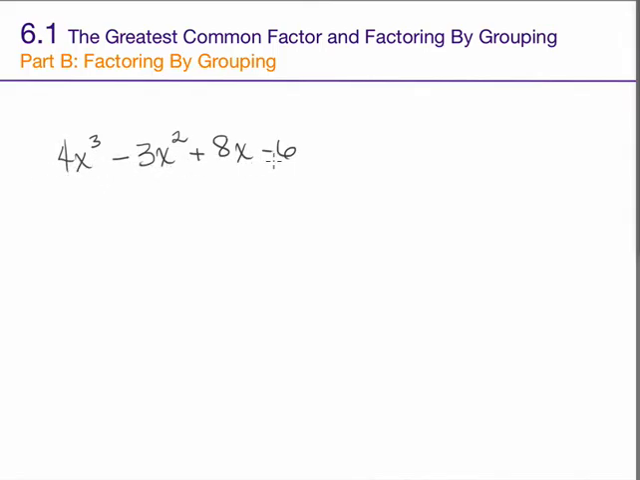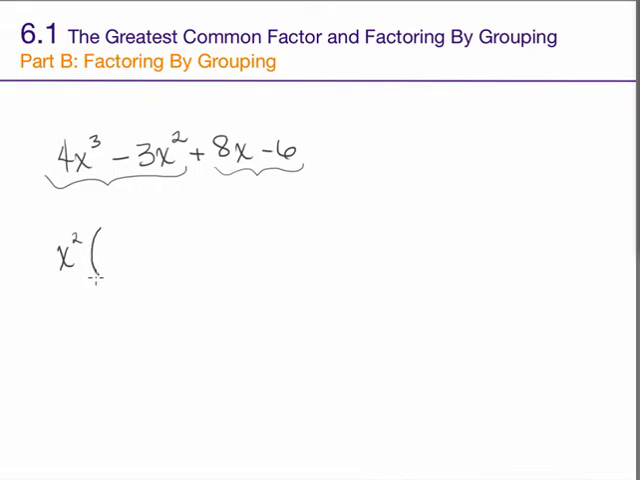There are 4 terms, so I'm going to look at the first 2 terms and then the back 2 terms. What do the first 2 terms have in common? Well, 3 and 4 don't have anything in common. But x cubed and x squared have 2 copies of x. In other words, there are 3 copies of x here, but there are only 2 here. I cannot undistribute all 3 copies. I can only undistribute these 2 here.